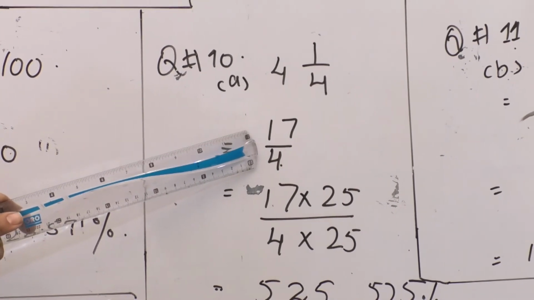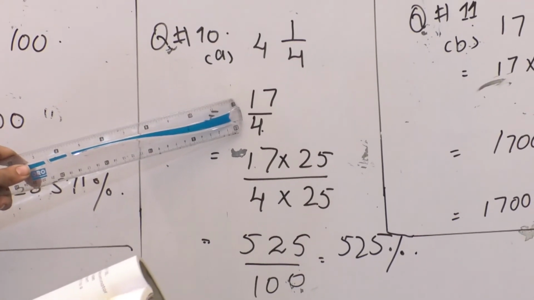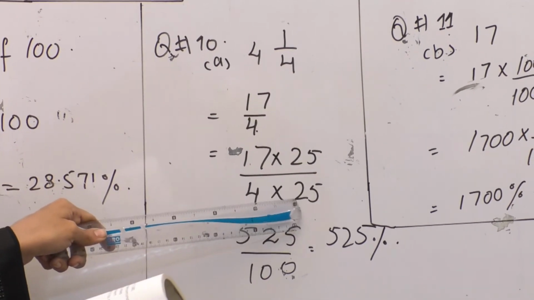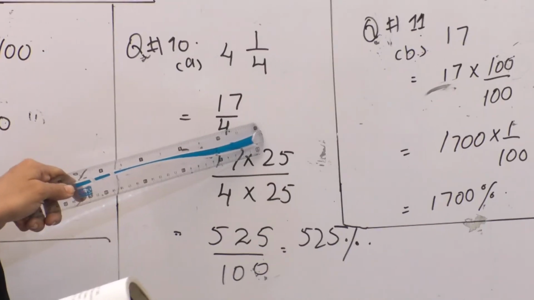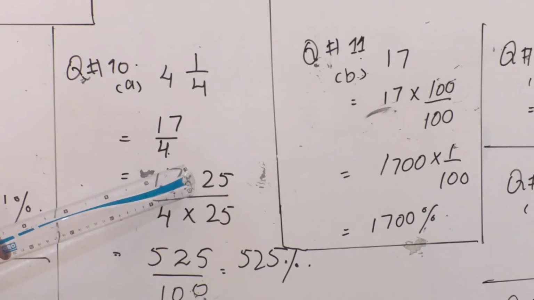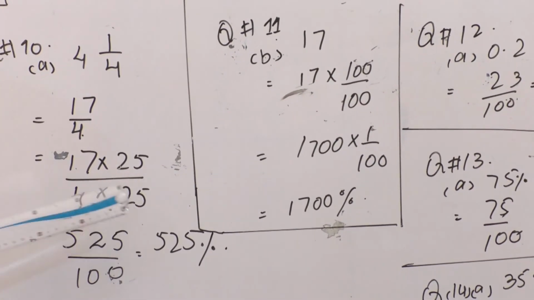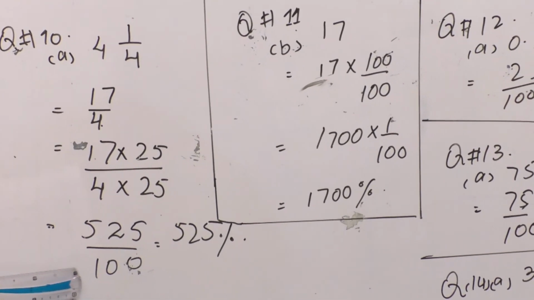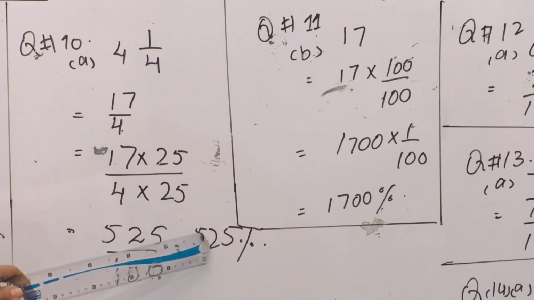Now we need to have a percentage. So we will have a denominator of 100. When we multiply 4 by 25, we get denominator as 100. Then 25 will also be multiplied in the numerator. So when we multiply 17 by 25, we get 425, and 4 by 25 we get 100. And we will replace this 1/100 with the percentage sign. So your answer will be 425%.